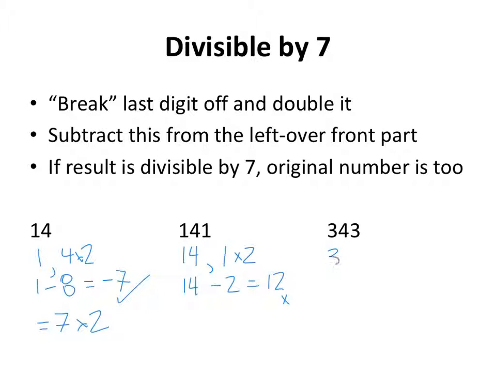For 343, we will think of 34 and 3 groups of 2. 34 subtracting 6 will be 28. 28 is divisible by 7, and so 343 is as well. 7 is a factor of 343. It is 7 multiplied by 49.